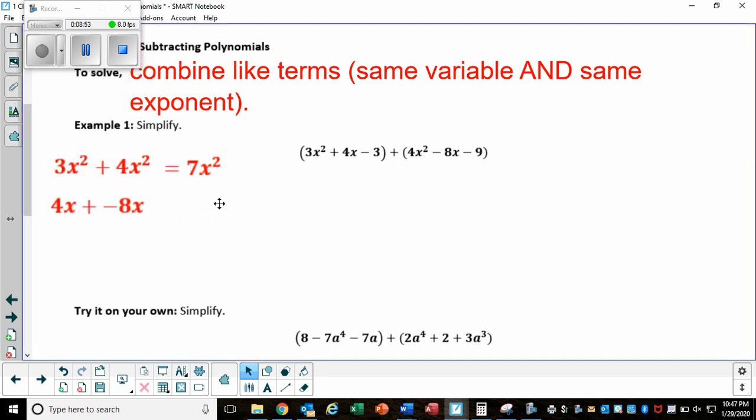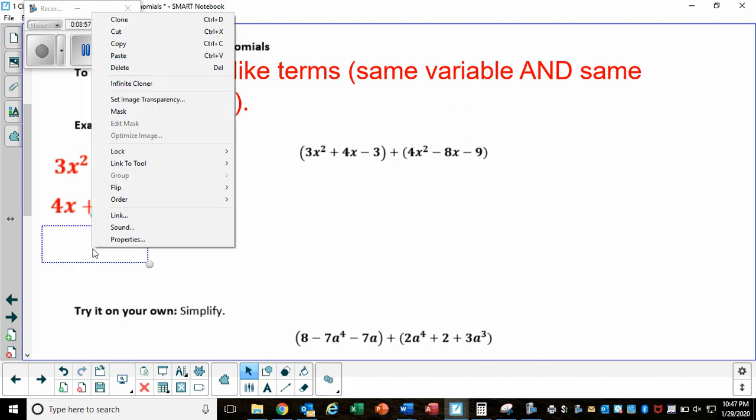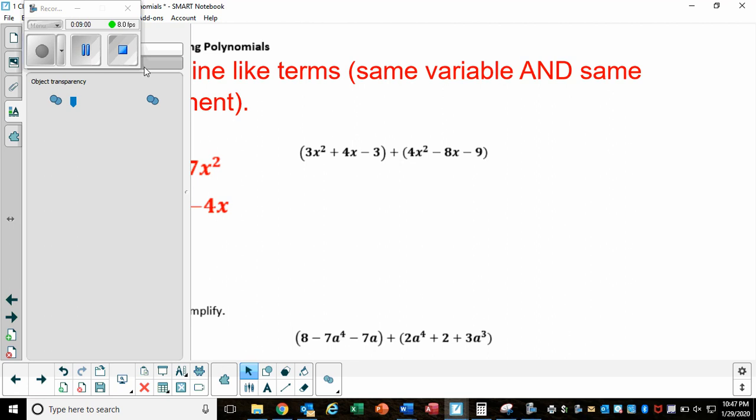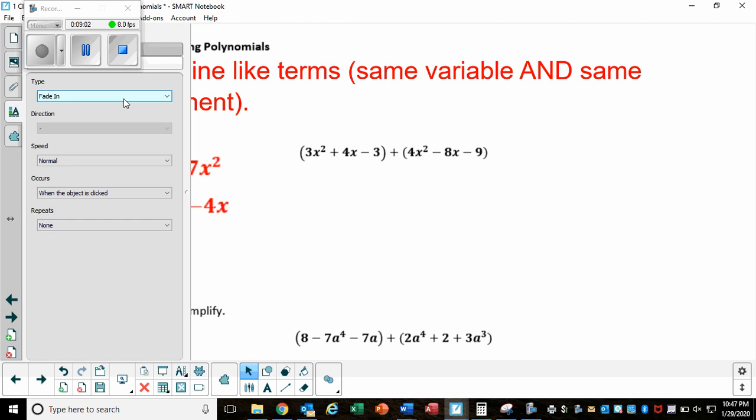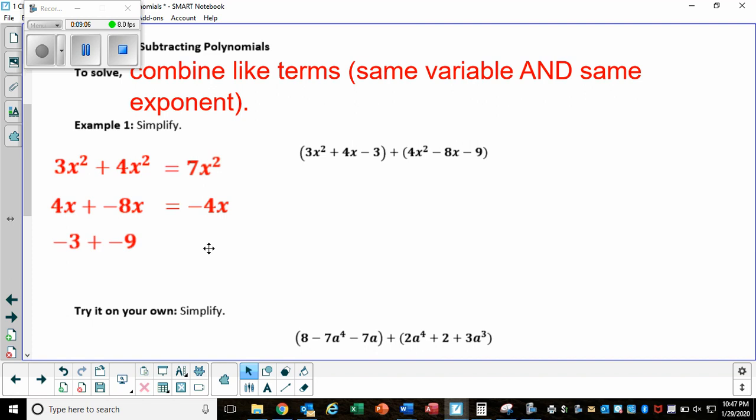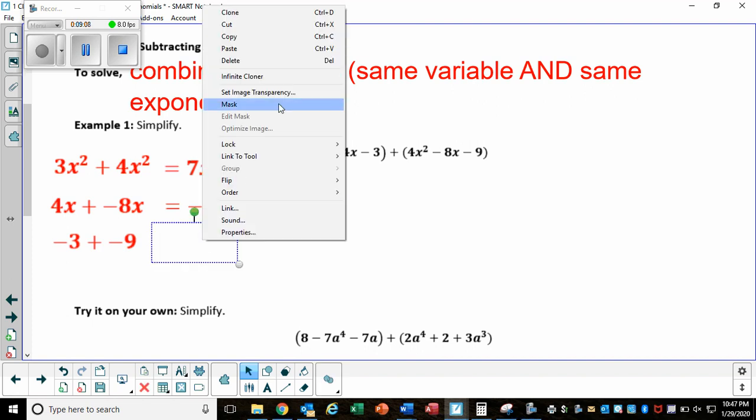Okay. And I get negative 4x. And then I have negative 3 and negative 9, and that gives me negative 12, I believe.